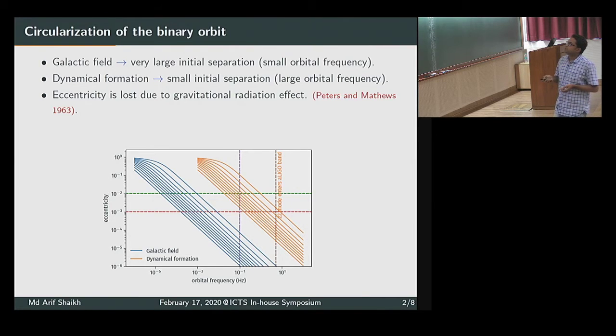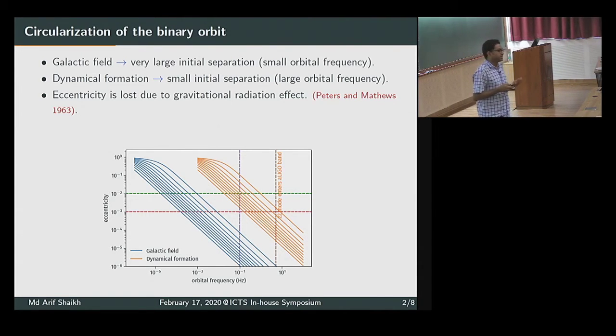But if we go to a lower frequency range here, then you see that these binaries will have some residual eccentricity. And if we trace back, then we can say that these binaries have been formed in a very dense environment. This way, if we can detect some residual eccentricity, then we can talk about their formation channel and distinguish between these two different categories of binaries.